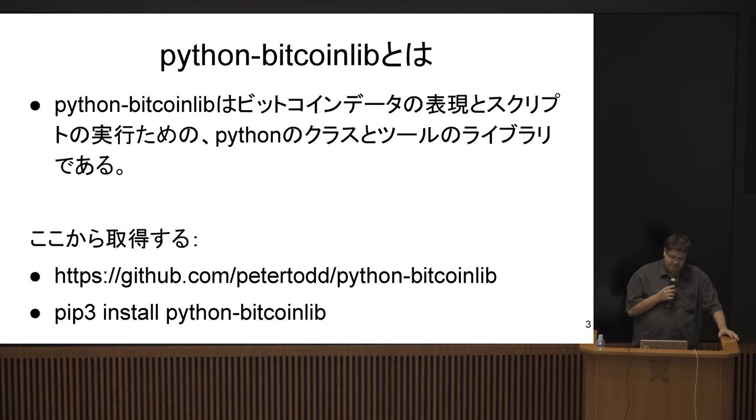So anyway, python-bitcoinlib is useful if you're doing rapid application prototyping or something. It's not a full node implementation. I suppose you could, in theory, make a full node implementation from it, but there's a lot of pieces missing. So anyway, it's not a full node.